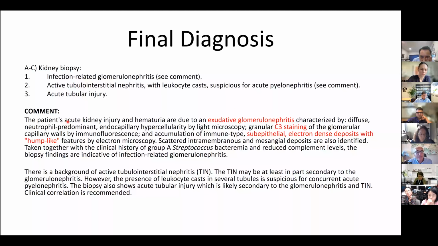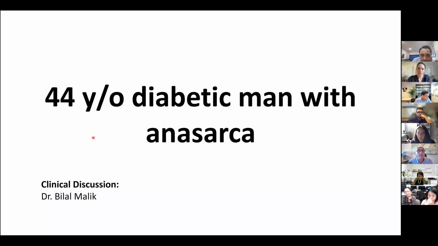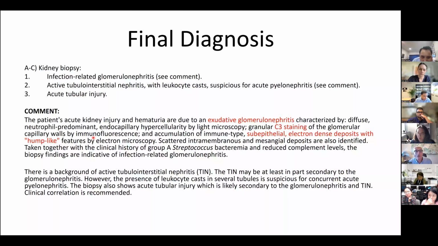So again, the highlighted features: C3 staining, starry sky pattern, subepithelial hump-like deposits, but we also have deposits in other areas, and that's something we can see depending on the timing and the severity of the infection. We can see subendothelial, mesangial deposits, and all other sorts of deposits as well. Okay, so I stop here, and it looks like we don't have time to go into the third biopsy, so we leave the third biopsy for the next session.